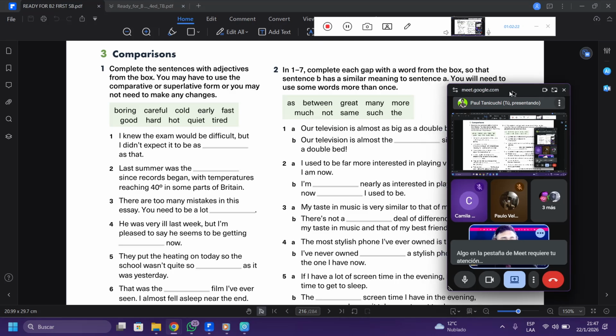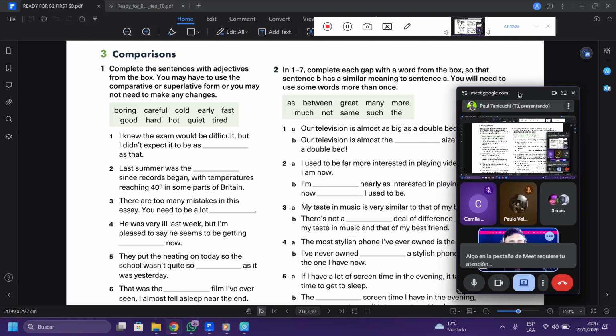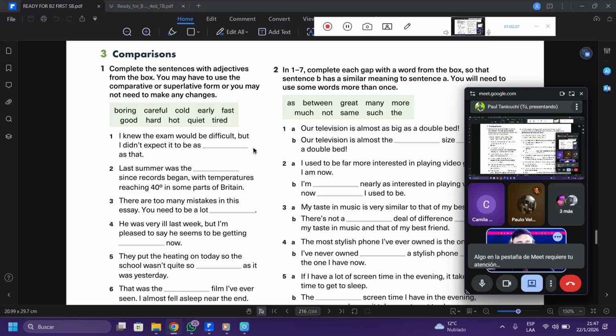Number 1. As hard. Only as hard. In this case, we don't need to change anything. As hard or as difficult or as tough as that. Okay? As the other one. So, as hard. Just like that.